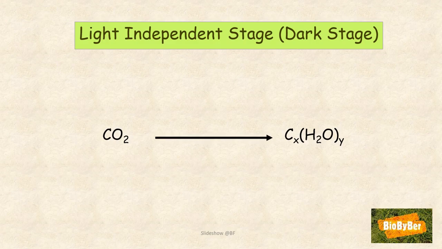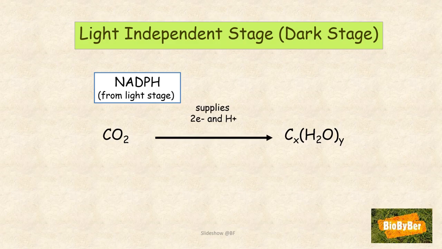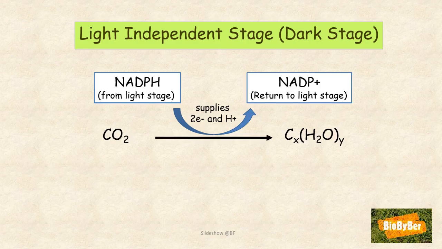Now what does it need to do that? What does it need to achieve its dream? Well, first of all, it needs electrons and protons, and these can be supplied by the NADPH from the light stage. So the electrons and the protons are supplied, and when they are, the NADPH becomes the empty taxi NADP+, which can then return to the light stage looking for more electrons and protons.